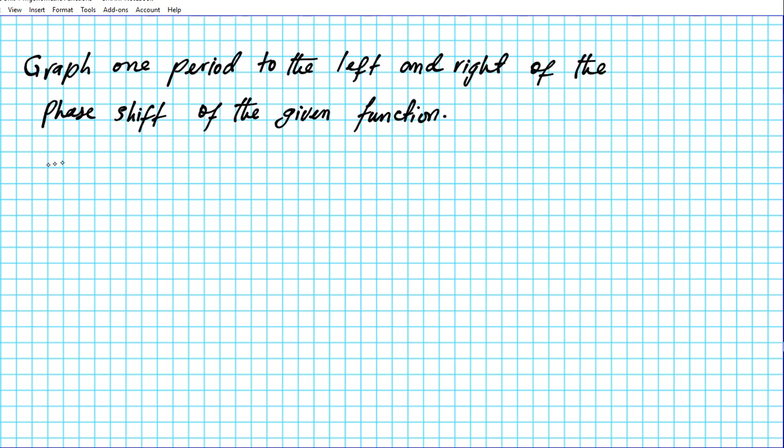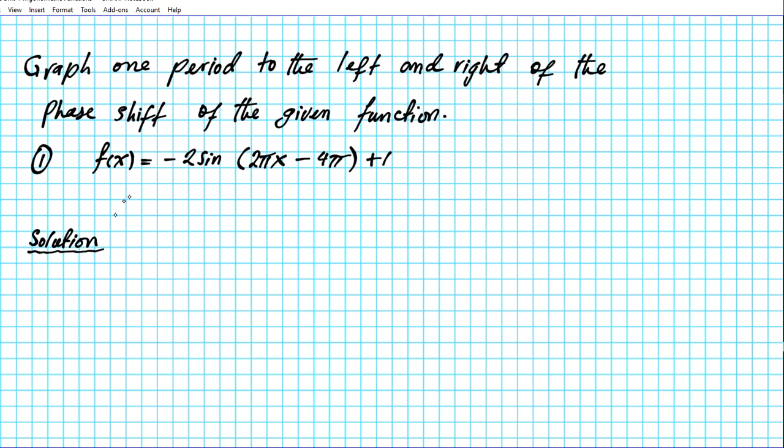Okay, so let's say for number one we have the function f of x equals negative 2 sine of 2 pi x minus 4 pi, that quantity, plus 1. Okay, so let's get started. In order to generate the graph of this function, one period to the left and right of the phase shift, we are going to have to find the properties of this transformed trigonometric function.